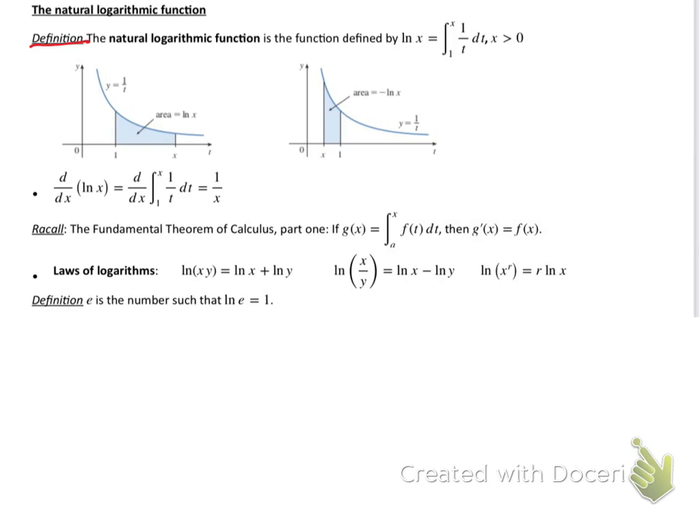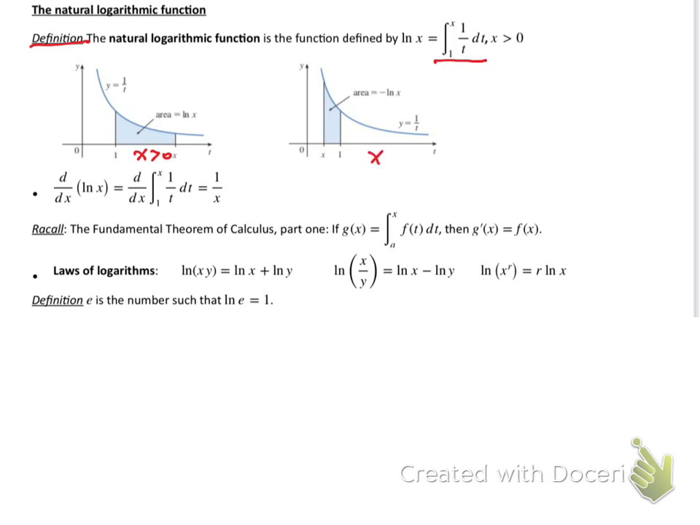The natural logarithmic function is the function defined by ln x is the integral from 1 to x of 1 over t dt, and here x has to be greater than 0. This integral is the area between 1 and x under the function 1 over t, or 1 over x, right? So when your x is greater than 1, this is the graph. You are really just having the area between 1 and x under 1 over t.